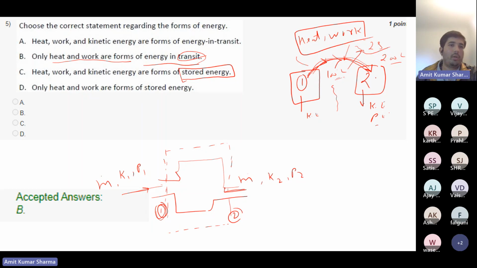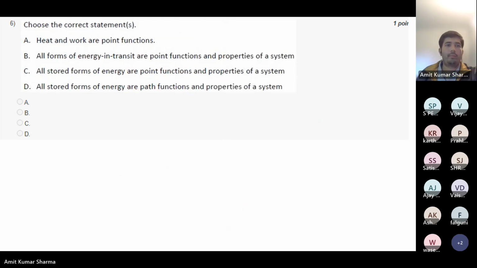So the correct option will be option B. So only heat and work are forms of energy in transit. Choose the correct statements. The first one is heat and work are point function. All forms of energy in transit are point function and properties of a system. All stored forms of energy are point function and properties of a system. All stored forms of energy are path function and properties of a system. Go through all the points, and the answer we have already discussed in our previous question. Try to remember that the answer is in that only.